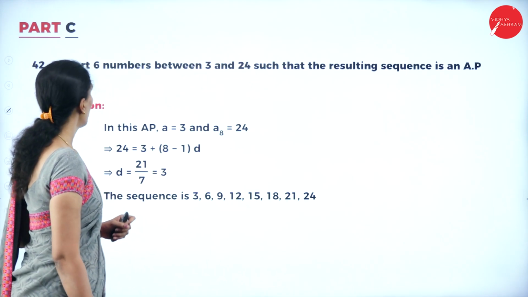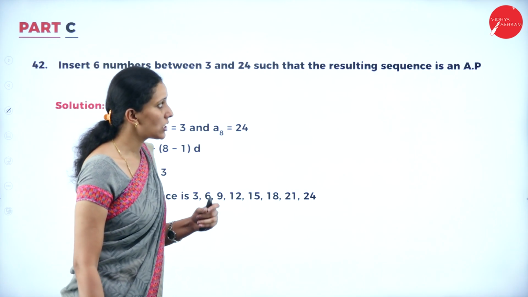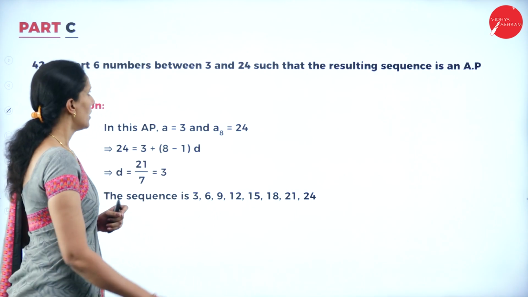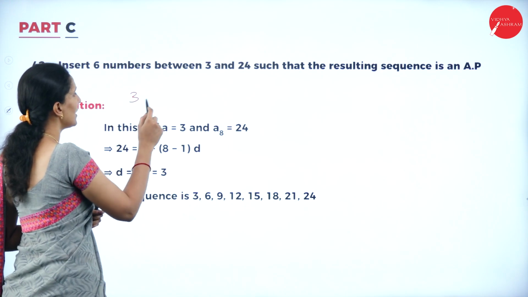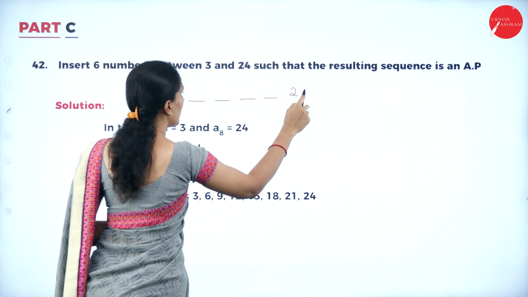Next one. Insert 6 numbers between 3 and 24 such that the resulting sequence is an AP. So we have to insert 6 numbers 1, 2, 3, 4, 5, 6 between 3 and 24.